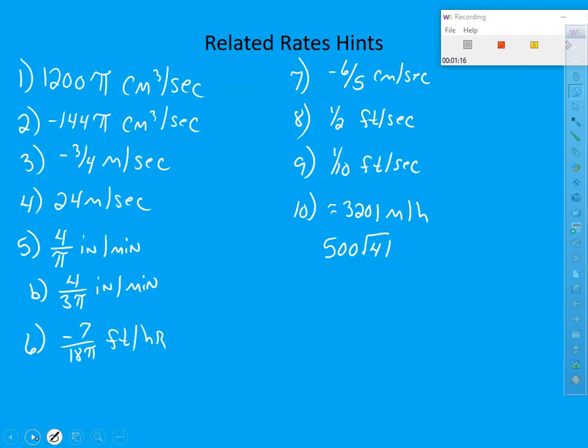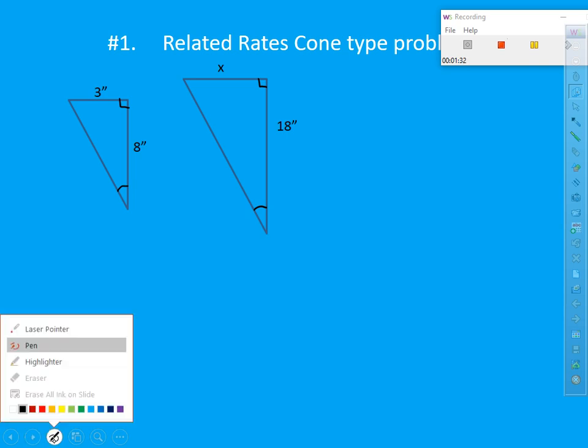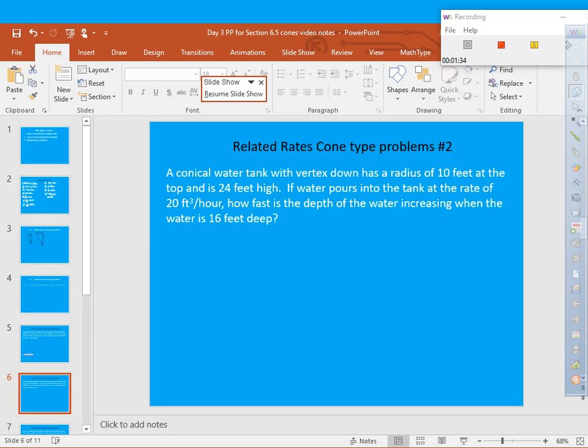So there are the answers to our related rate problems from last time. You can always pause the video here and look those over and come in for any help that you might have. Now, you will need the class examples in front of you, not for my first couple of examples, but for the first 3. So, let me get back to where I was.